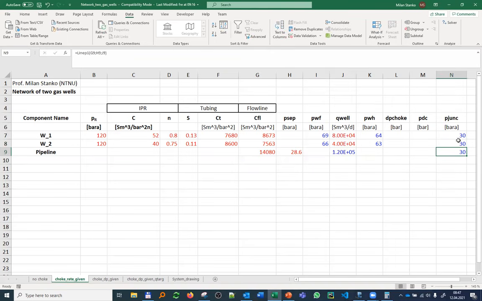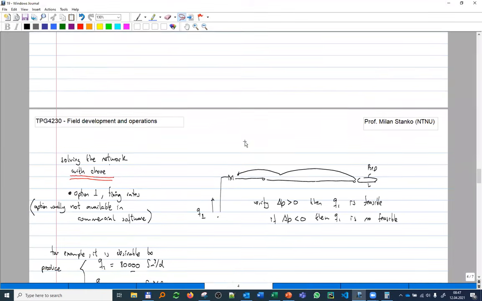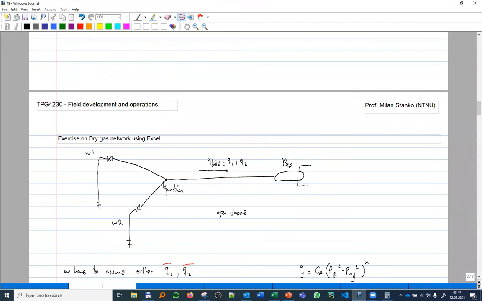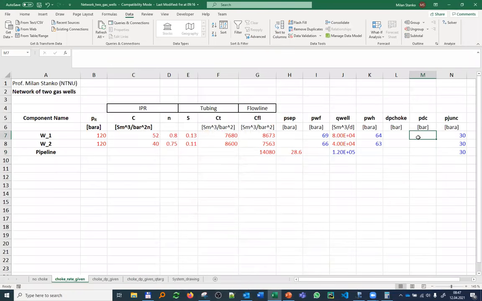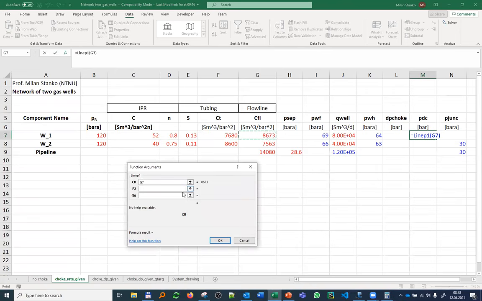And now when I have that, I move from the junction to each well. So if maybe we use this drawing, which was a bit better, we're moving from here to here with the rate, and from here to here with the rate, to calculate the pressure DC, which stands for downstream the choke. So I say this will be line P1 again. I have the pressure at the discharge and I want the pressure at the inlet. And then the C here I have to be very careful, is this C of the flow line, the P2 is this P, and the Q is this Q.